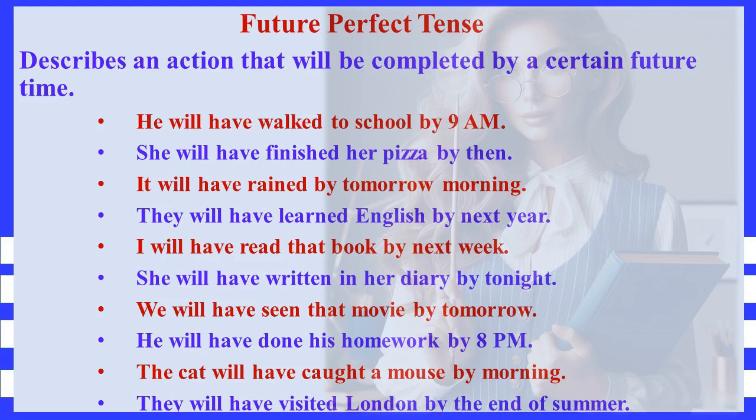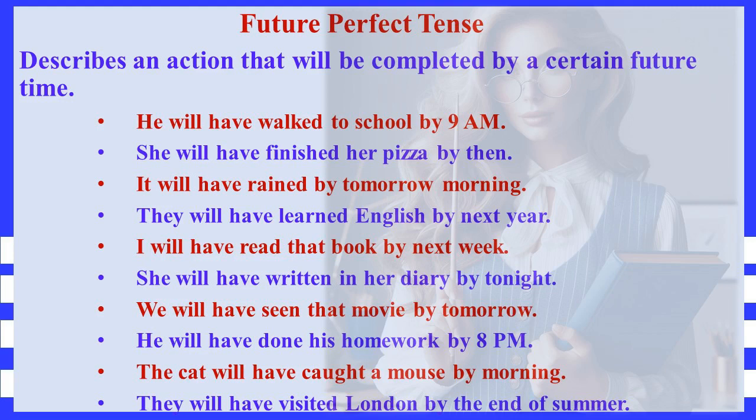Examples: He will have walked to school by 9 a.m. She will have finished her pizza by then. It will have rained by tomorrow morning. They will have learned English by next year. I will have read that book by next week. She will have written in her diary by tonight.